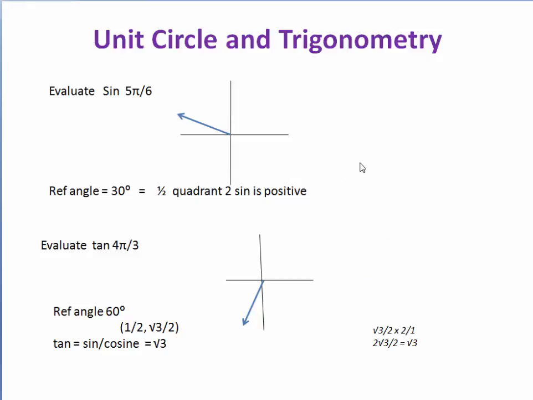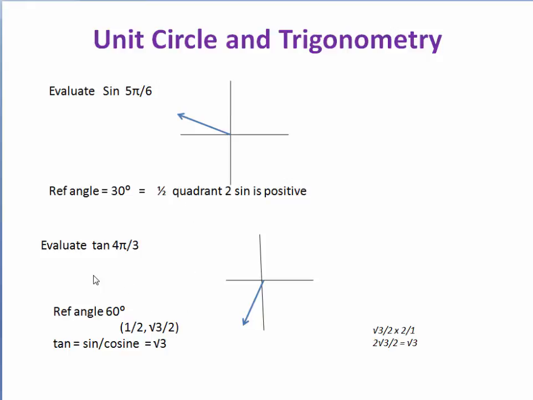Similarly here, if we're given it in radians, evaluate sine 5 pi over 6. So 5 pi over 6 is here, which has a reference angle from the x-axis of 30 degrees. And the sine of 30 degrees is a half. And in quadrant 2, sine is positive. So remember CAST, sine positive. And so the answer is a half. Sine 5 pi over 6 is a half.